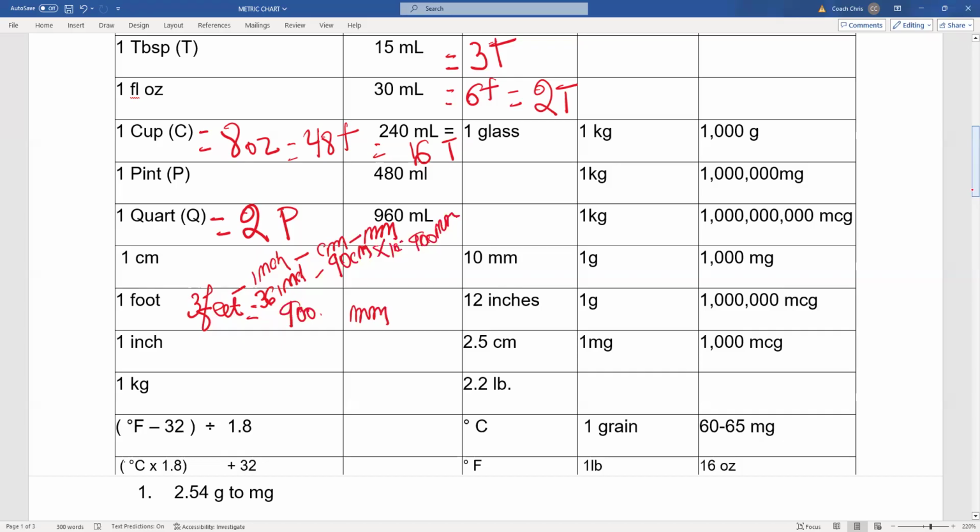So 1 kilogram equals 2.2 pounds. It means whenever you have kilograms and want to go to pounds, you will have to multiply by 2.2. So from pound back to kilogram, you will have to divide by 2.2. Did you hear me? I'm going to say that again. From kilogram to pound, you multiply by 2.2.